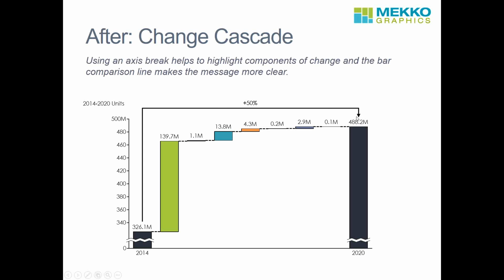And then I added this bar comparison line to highlight the change between 14 and 20, and showed that as a percentage in the bar comparison line. So switching from horizontal to vertical, adding the axis breaks and showing the bar comparison line really helps you drive home the message of the cascade. So let me just show you how I did that.